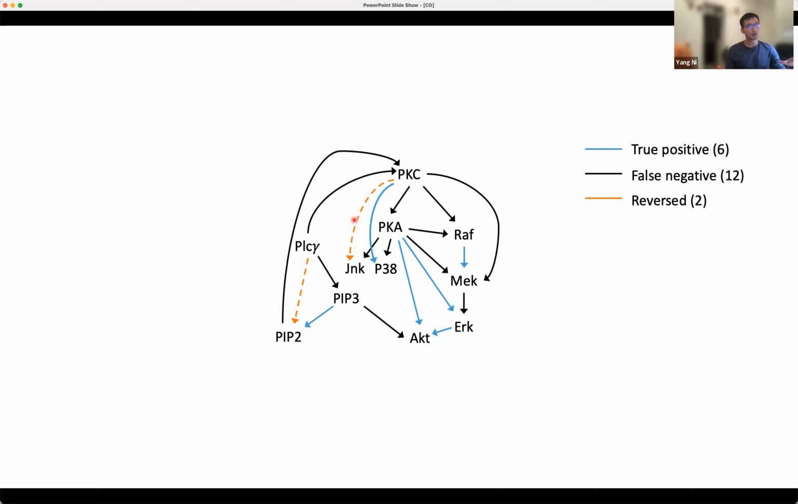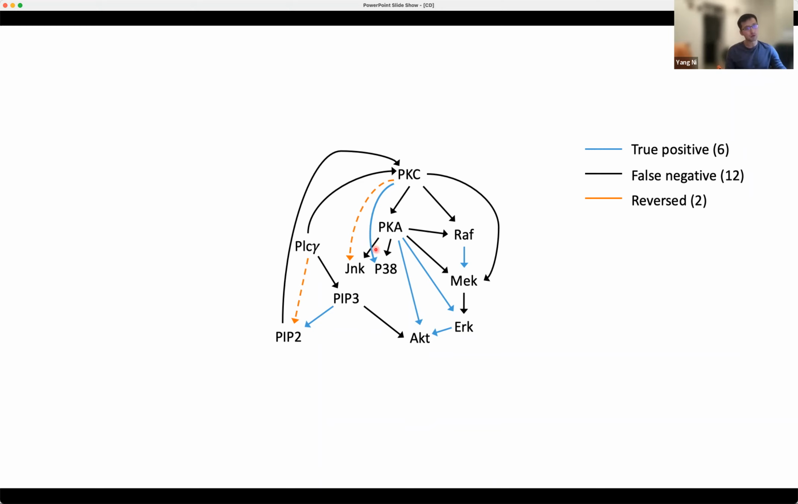So even though we do have 12 false negatives, in other words the method is not that sensitive, I would say the specificity of our method is very good in the following sense. First, it didn't add any spurious link at all. So there's no additional link we add. That's very, very specific. Second, among the links we identify, which are blue and orange, 8 of them, out of these 8 links, 6 of them are in the correct direction. So in those two senses, our method is very specific.